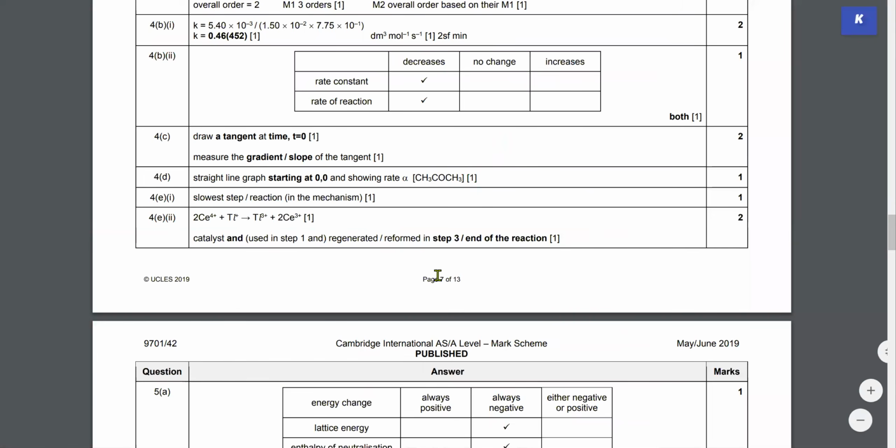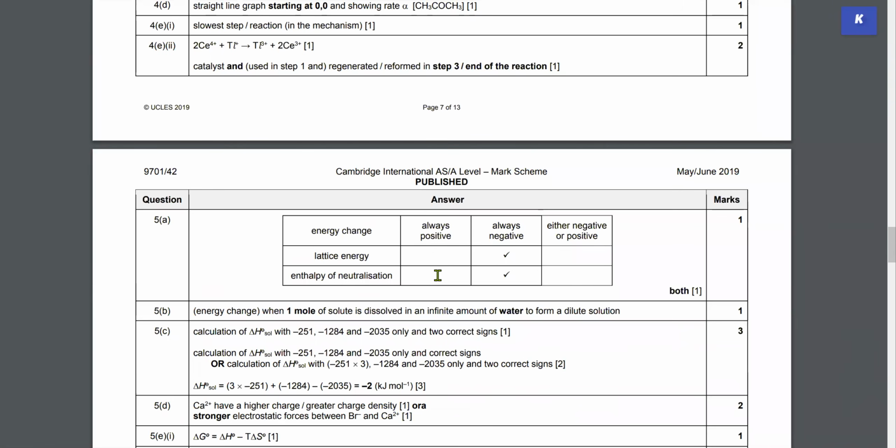Is it the same question? Just 1 second. No, it's not the same question.